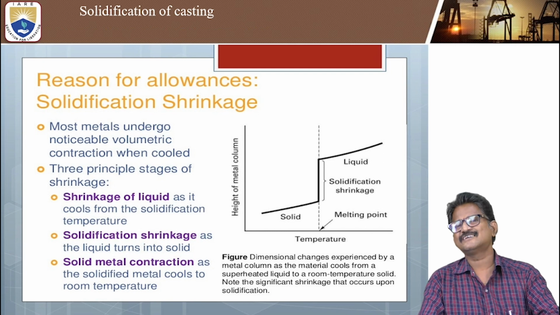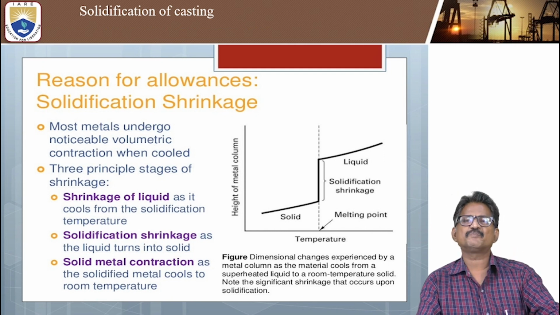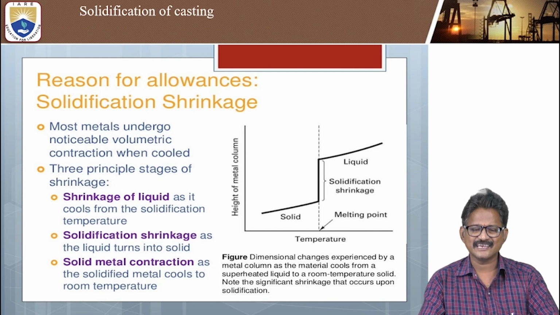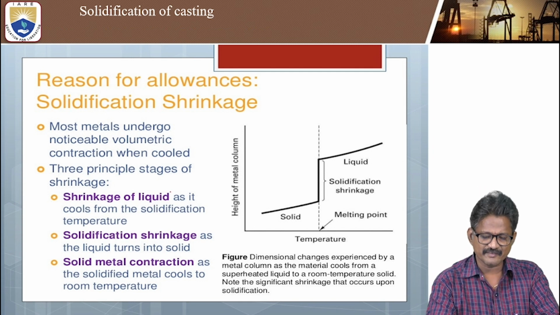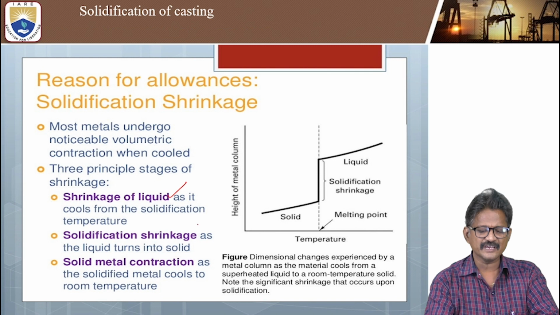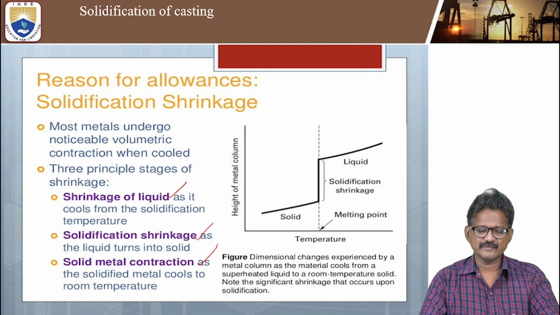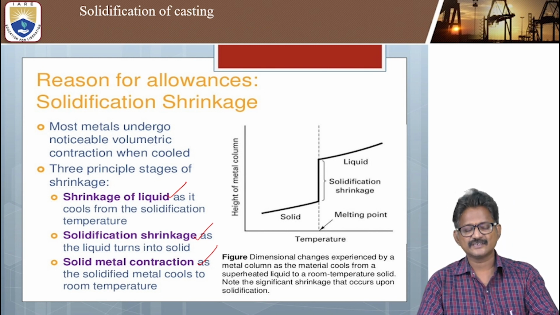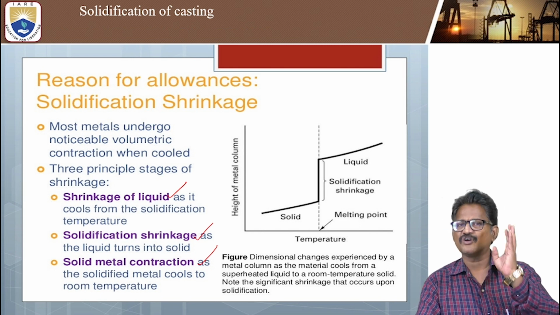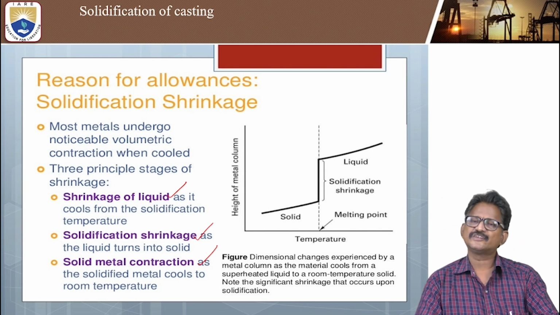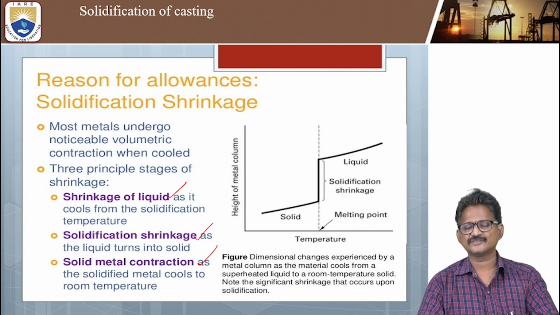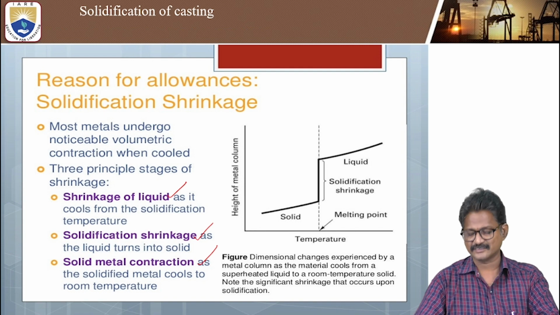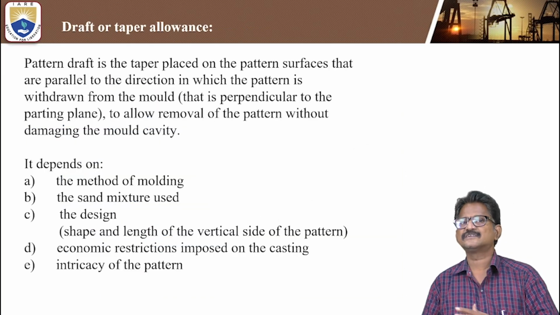So there are three different principles applicable in the solidification shrinkage. The first one is shrinkage of the liquid, the second one is solidification shrinkage, and the third is solid metal contraction. These three parameters are very important, the stages of the shrinkage. In general, these three different types of shrinkages are useful for providing the shrinkage allowance.